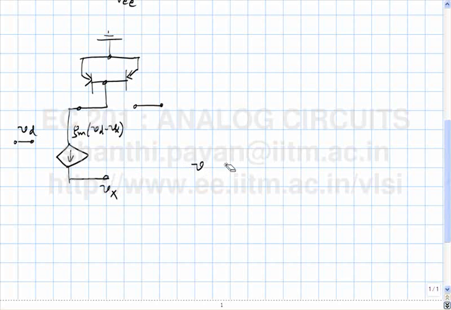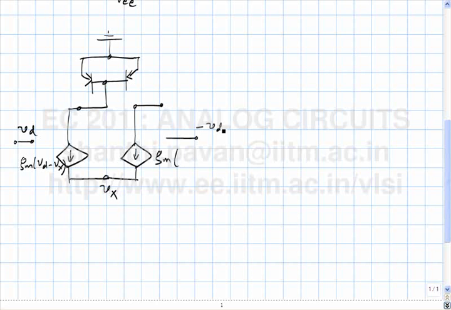Then I replace this chap by the corresponding small signal equivalent. This must be Gm times, this is minus Vd minus Vx. Great. Alright. Then my next job is to replace every transistor, the PNP transistors, with their incremental equivalent circuits.